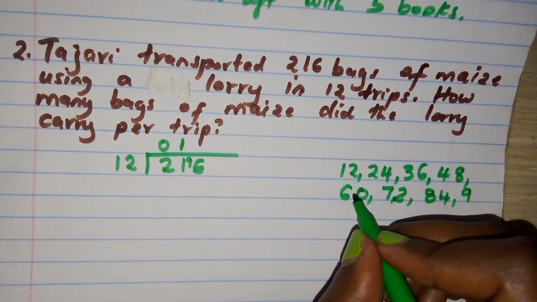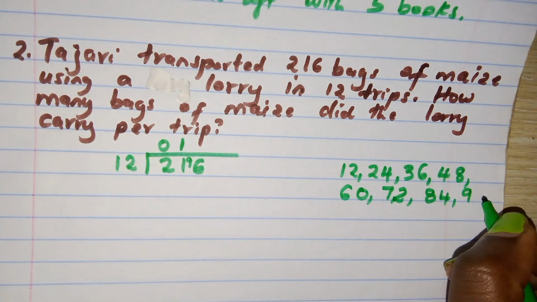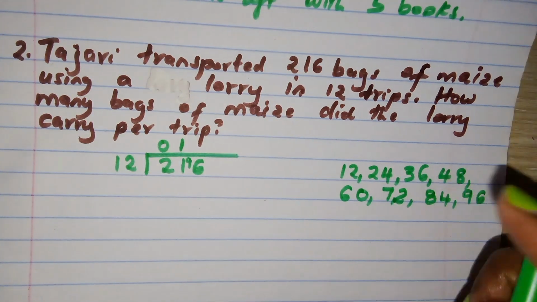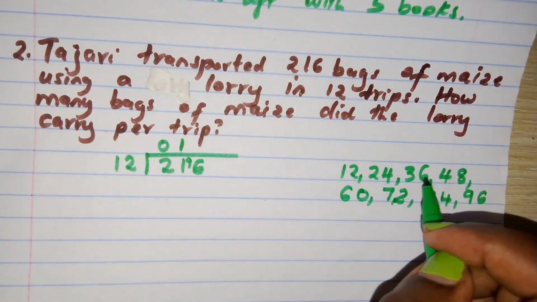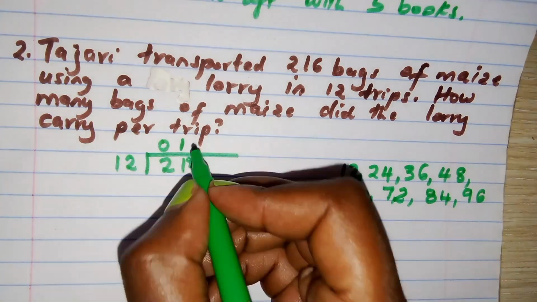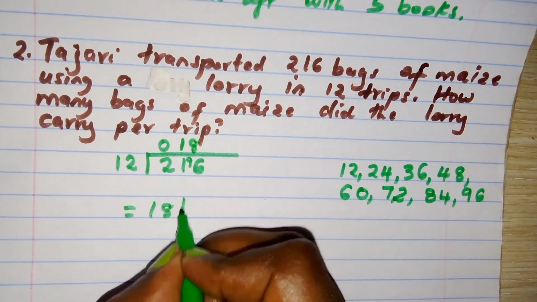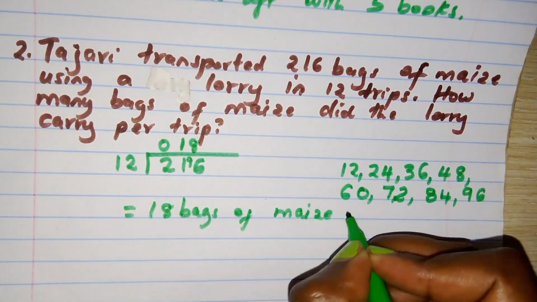1, 2, 3, 4, 6, 7, 8, 9. And then the even number 0, 2, 4, 6. And you can check whether it's right, but it's right, yeah? So if you just continue adding 12, 12, 12 like that. So 1, 2, 3, 4, 5, 6, 7, 8. So it goes into 96 8 times. So he carried 18 bags of maize per trip.